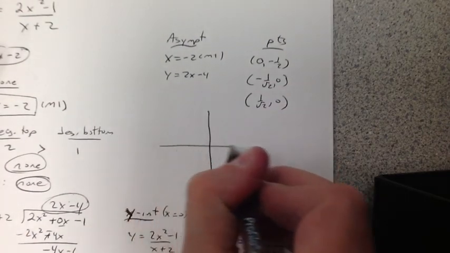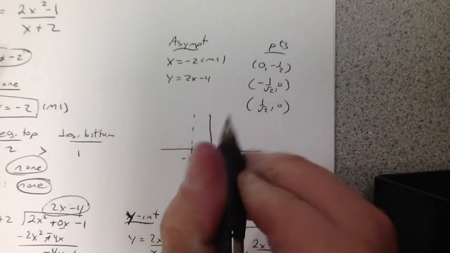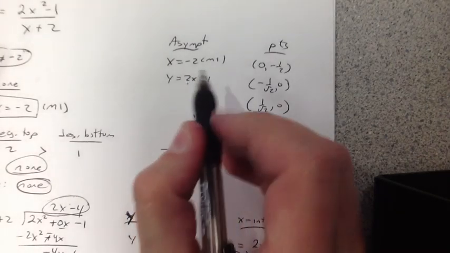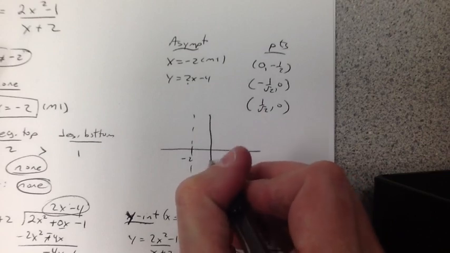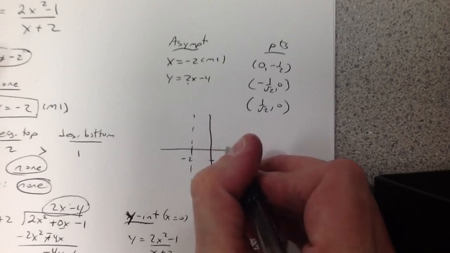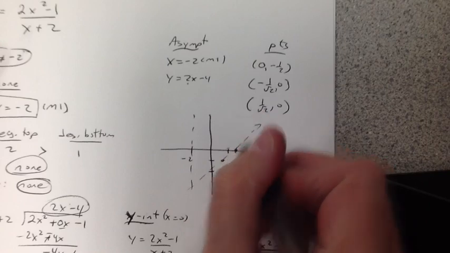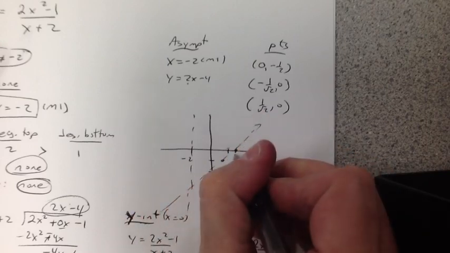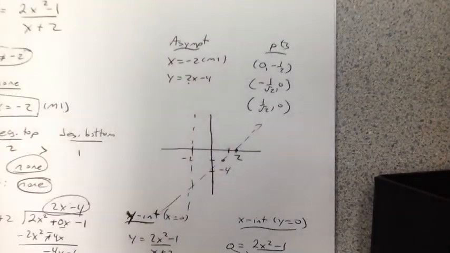Graph it. Doesn't have to be perfect. -2, there it is. Negative 2 minus 4, so there's negative 4. Up 2 over 1. Now, I may want to find out where this is located. Remember, that's going to meet at x equals 2. That becomes important, especially when you're looking at these points right here.